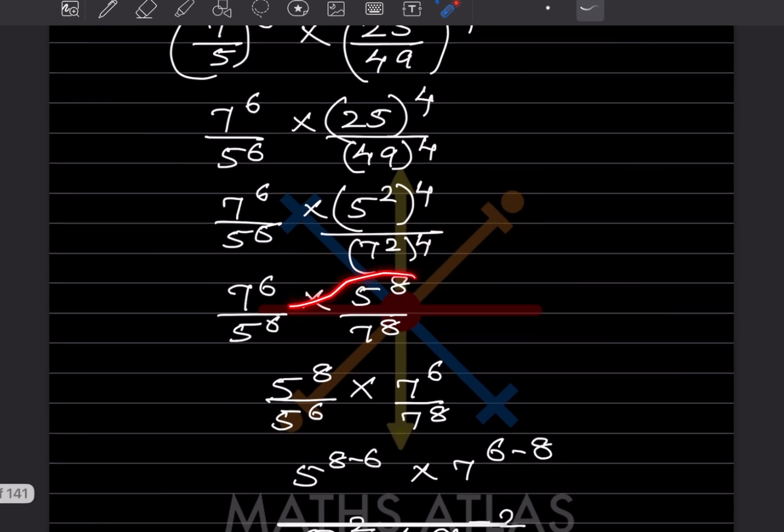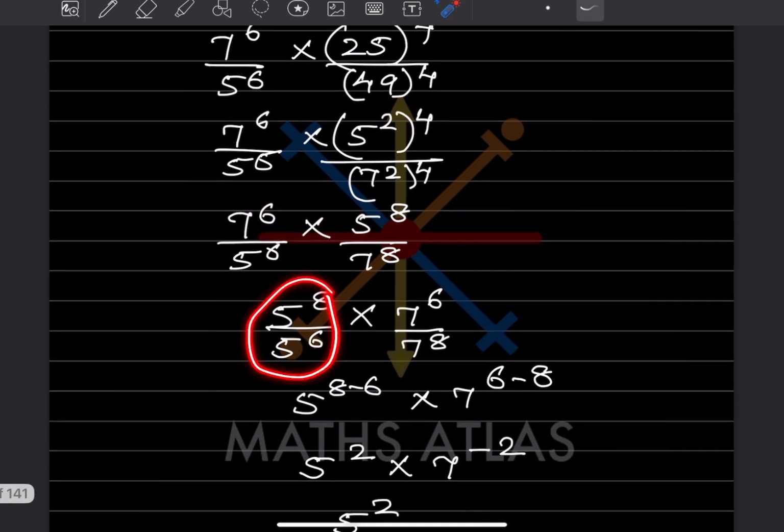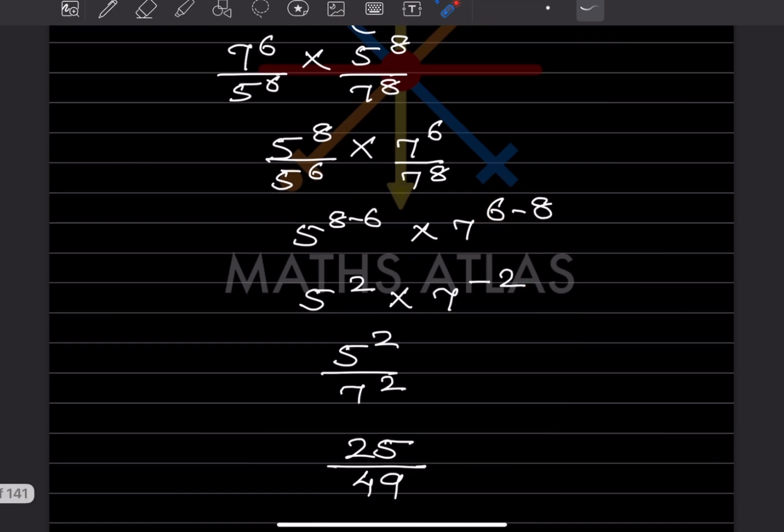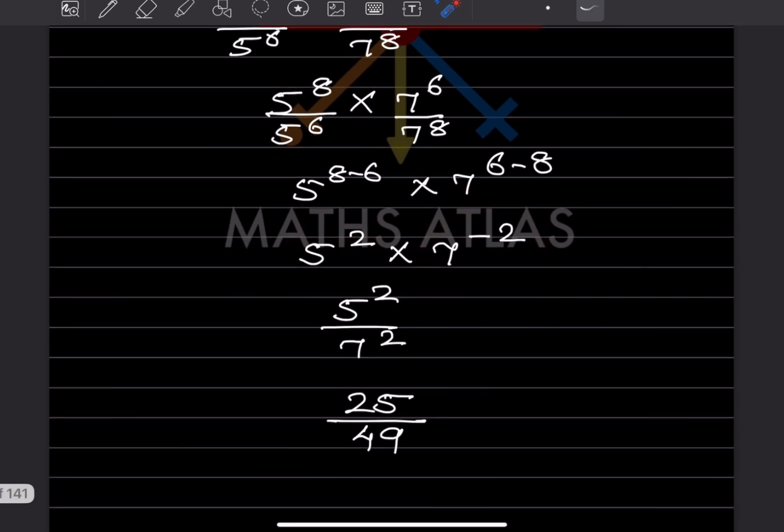Now we will bring this together, that is division here. Again we will bring this together and write it here. So this will be 8 minus 6 because it is division, and here it is going to be 6 minus 8. Be careful, that is 6 minus 8. So this is going to be 5 raised to 2. And this is going to be minus 8 plus 6, that is minus 2. This is the same. So 5 raised to 2 is positive. This, to make it positive, will go in the denominator. So this will be 25 and this is going to be 49. Again I repeat, evaluate means we have to write the final answer.